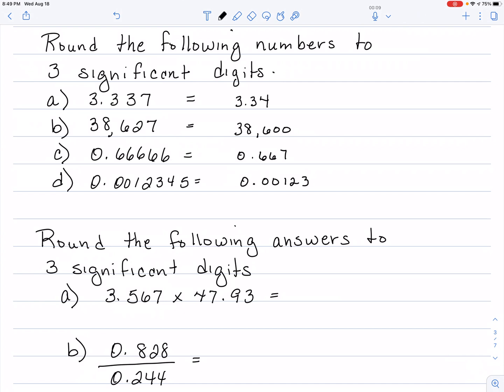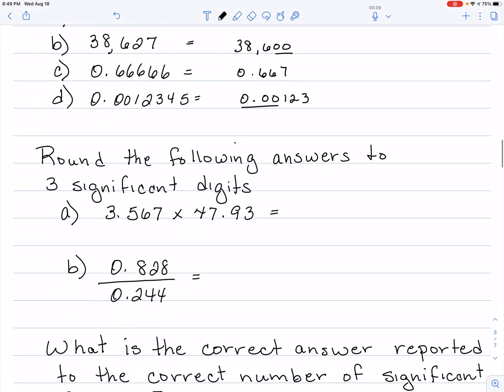So all of these now have 3 significant digits. Notice the second one, these 2 zeros are not significant because there's no decimal place, there's no overbar. Likewise, these zeros here are not significant because they're considered to be leading zeros. So the 1, 2, 3 are your significant figures.